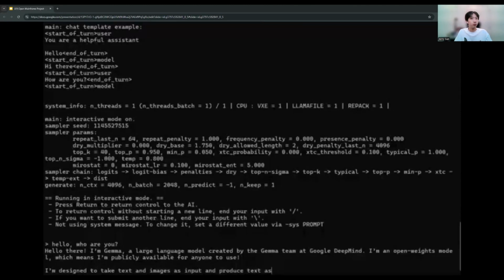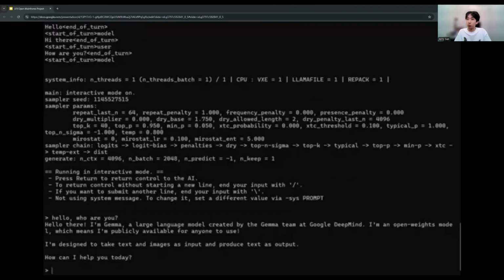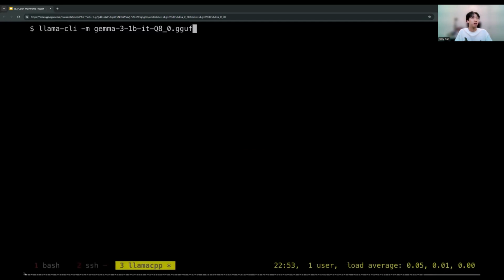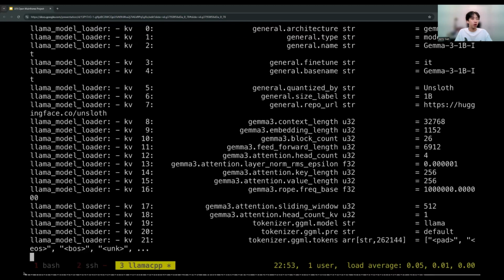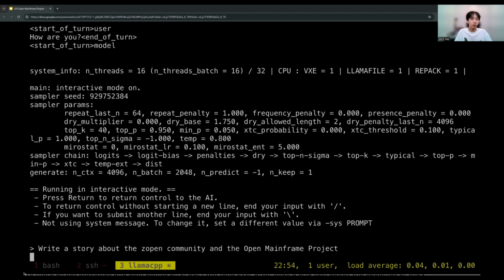Now we will move to a version with Bliss enabled and see if we get any performance gains. You can see we will be running the same command, and it will also load the model, and this is with Bliss enabled. This time we will try something more complex. For example, write a story about the open community and open mainframe project.